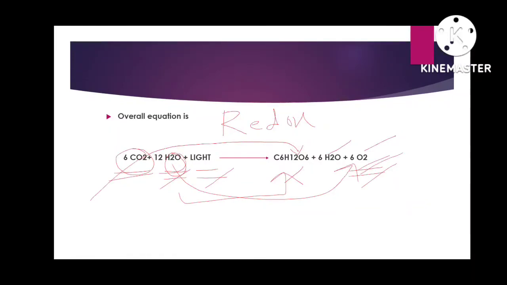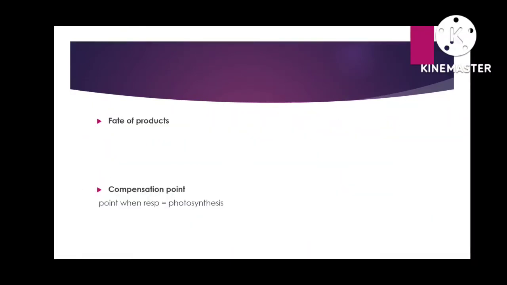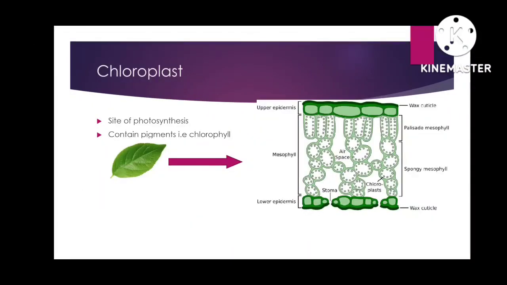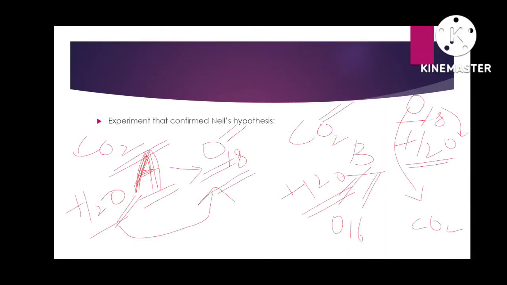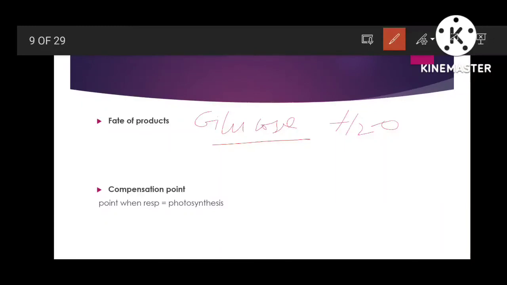Oxygen, now we have oxygen also produced as a product of photosynthesis. That oxygen, we all know, is released in the air. There are two reactions, basically light reaction and dark reaction in photosynthesis, which we'll discuss in upcoming videos.